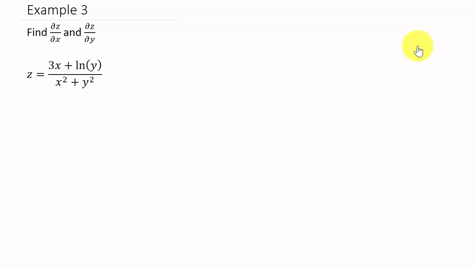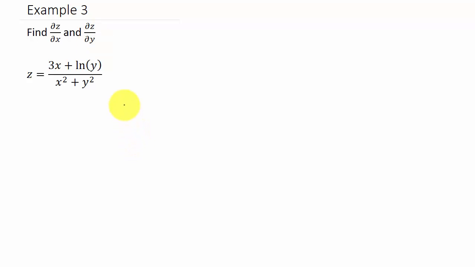Alright, so here we go. This is a nice little problem. I'm doing partial derivatives. We want to find the partial with respect to x and the partial with respect to y.